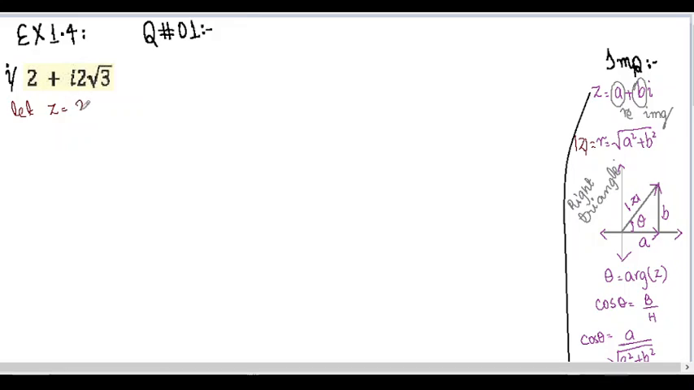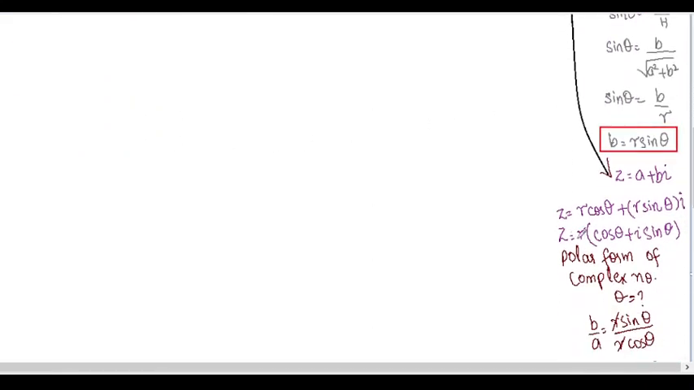Let z equal 2 plus iota 2 square root of 3. Now what do we have to do in this question? The question is to change this complex number into its polar form. What is the polar form? We have read it here. Polar form is z equals r into cos theta plus iota sin theta.